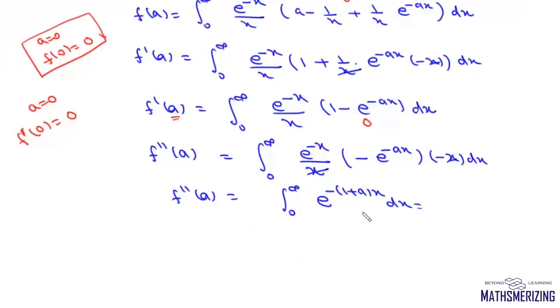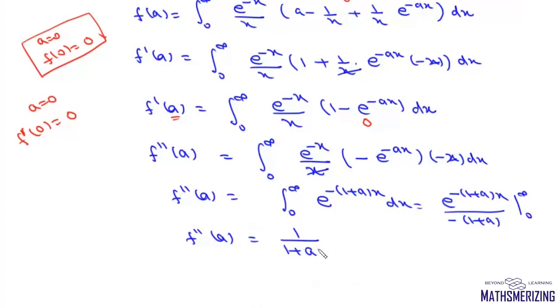Now if we integrate this function, we'll get e to the power minus (1 plus a)x upon minus (1 plus a), this integral from 0 to infinity. So we'll write f''(a) as, now if we put x as infinity, it will be e to the power minus infinity, and e to the power minus infinity will be 0, and then e to the power 0 will be 1. So this f''(a) will be 1 upon 1 plus a.